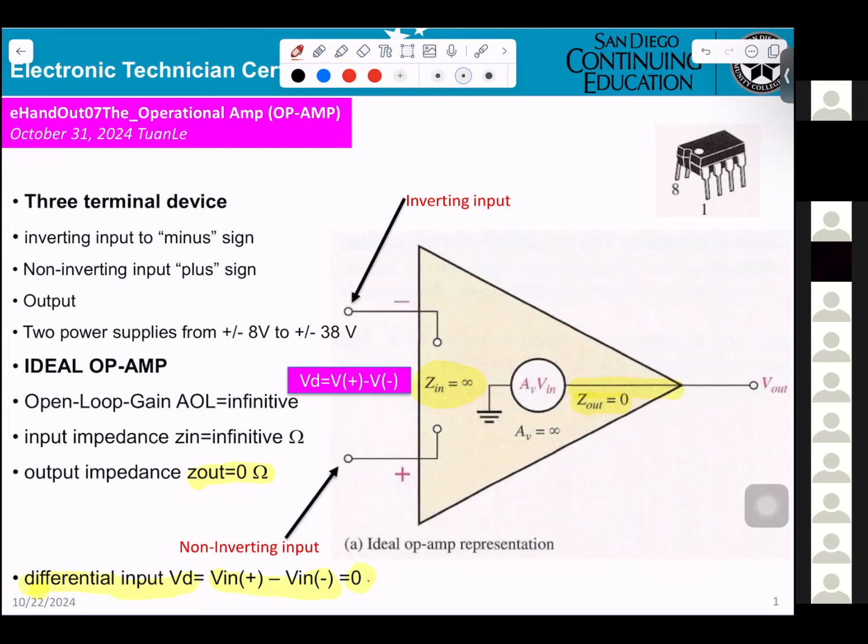It will be telling you, okay, V in positive equals V in negative. All the time, the voltage between input positive and negative will be equal. That's what they call input differential. Okay. That's just a basic definition.